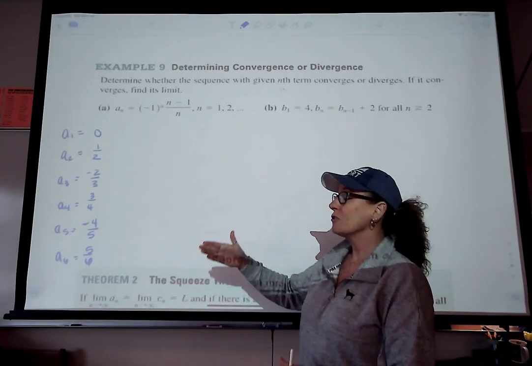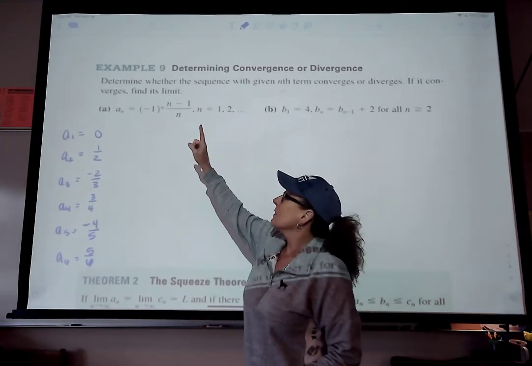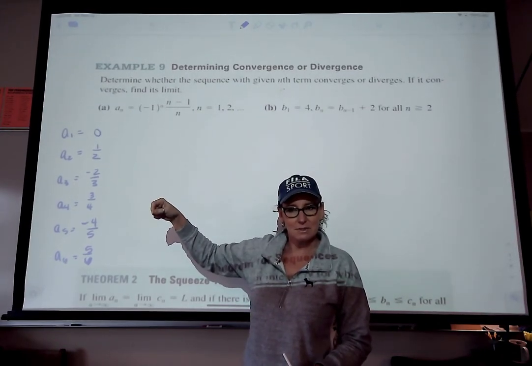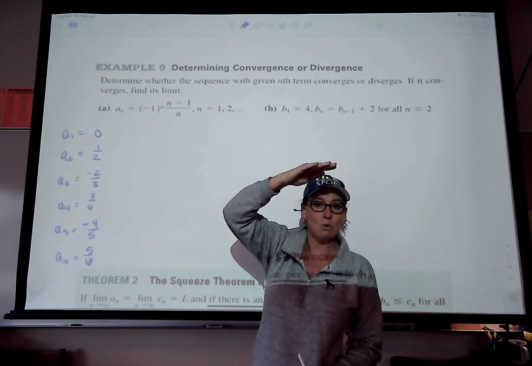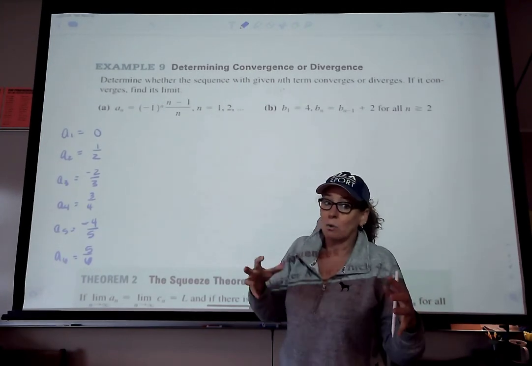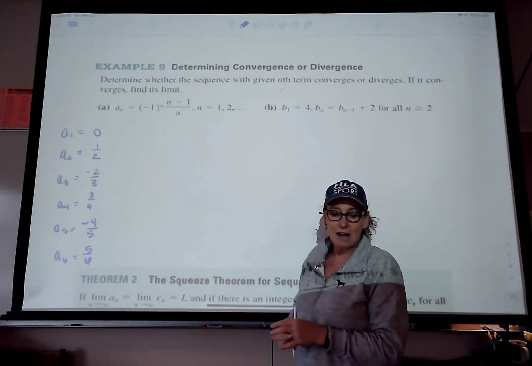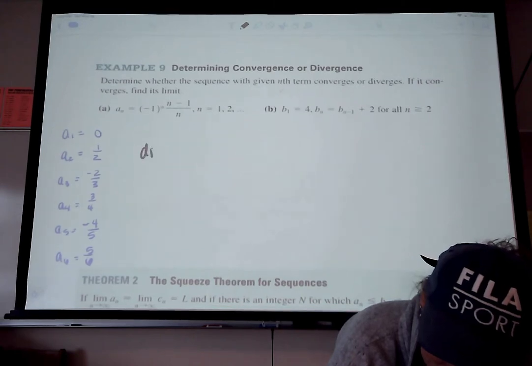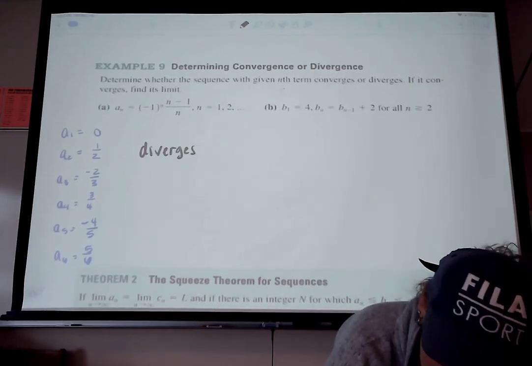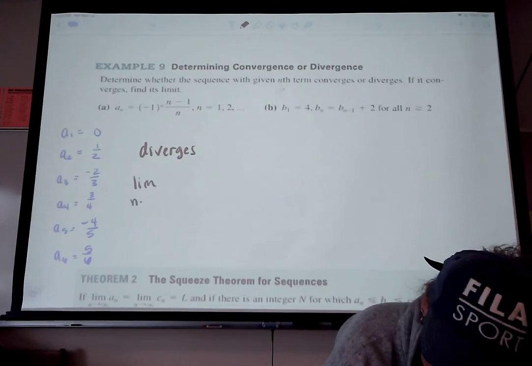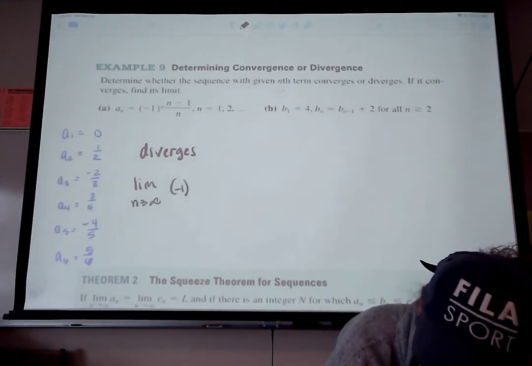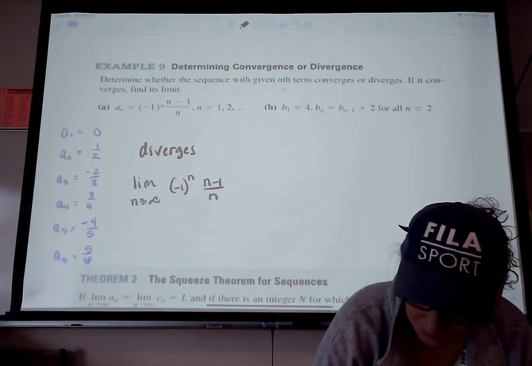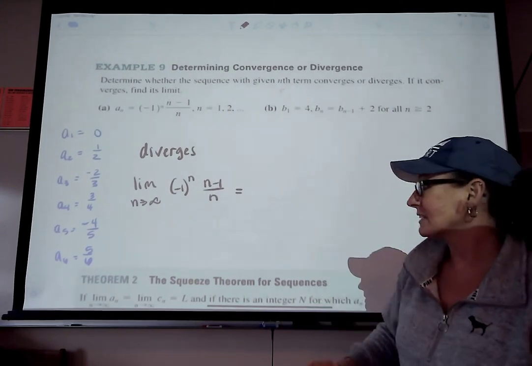I think that the farther out we go, the more this is going to look like a sine or cosine wave, just oscillating from 1 to -1. Not quite 1 and not quite -1, but that's what the graph is going to look like. So I know that this diverges. Also, if we did a limit on it, we certainly can. The limit doesn't exist.